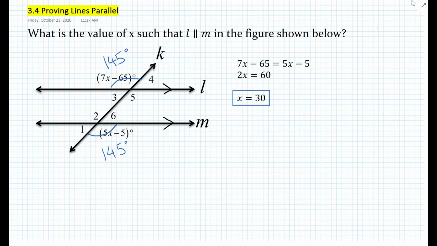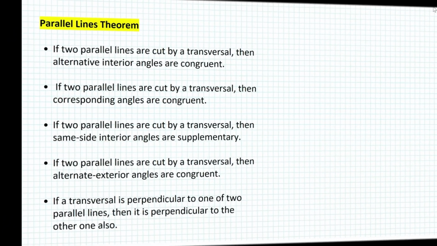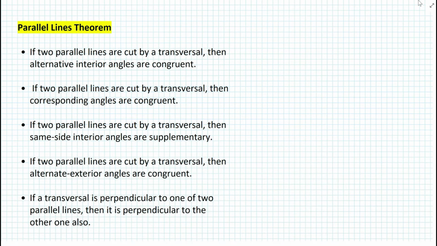Let's review these theorems. So if two parallel lines are cut by a transversal, then alternate interior angles are congruent. If two parallel lines are cut by a transversal, then corresponding angles are congruent. If two parallel lines are cut by a transversal, then same side interior angles are supplementary. And if two parallel lines are cut by a transversal, then alternate exterior angles are congruent. The last one was kind of related, but a little bit different.